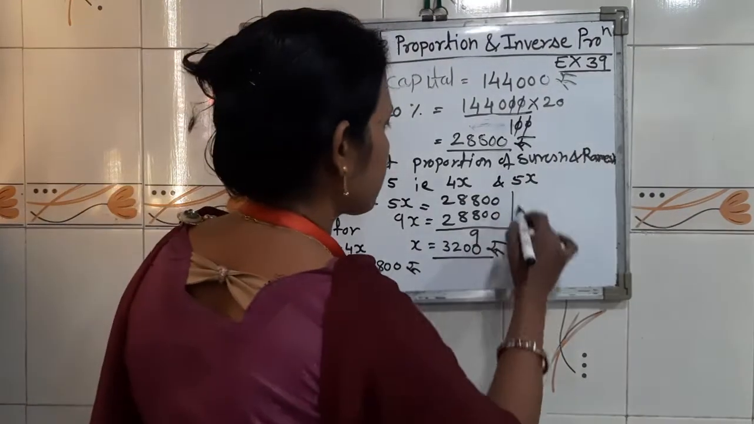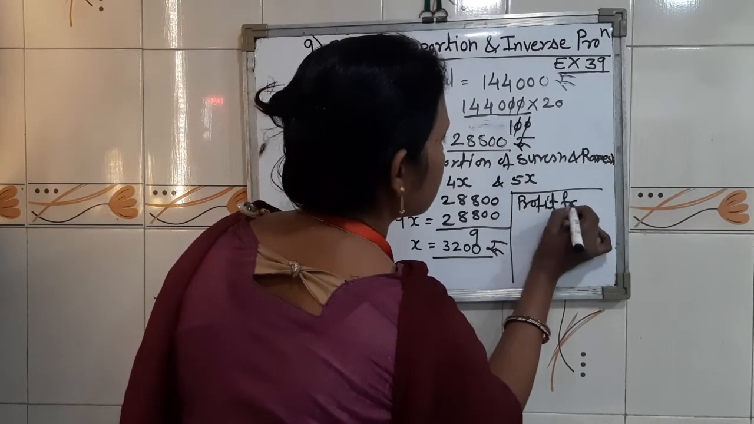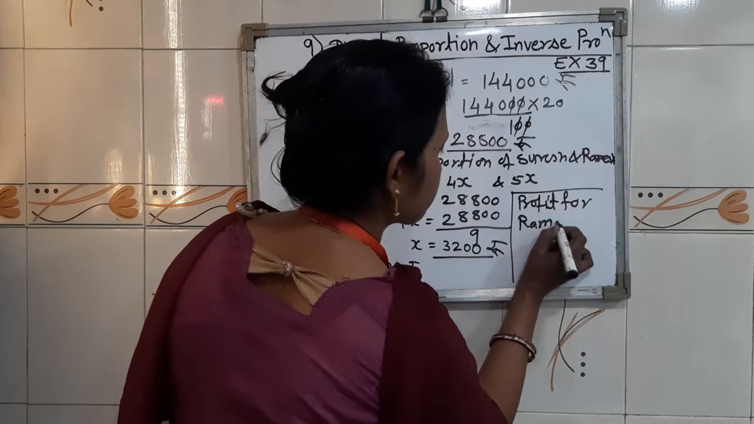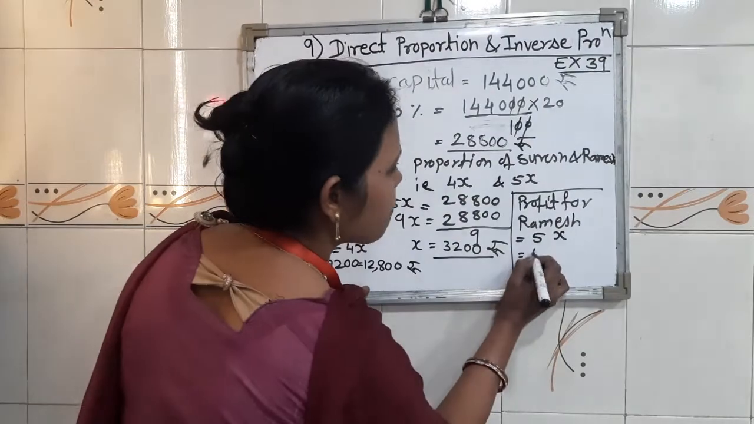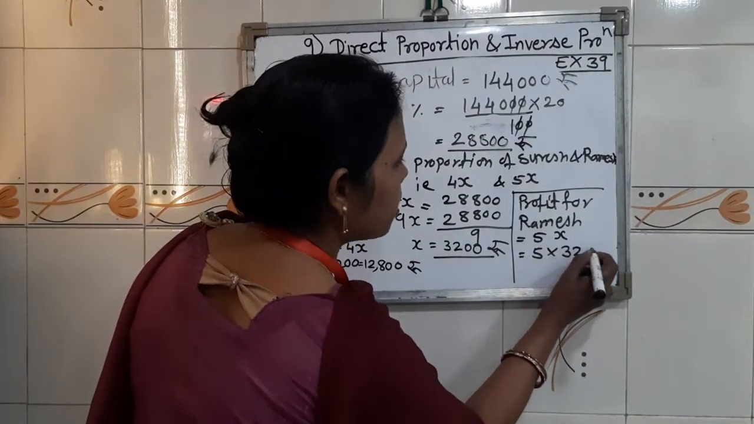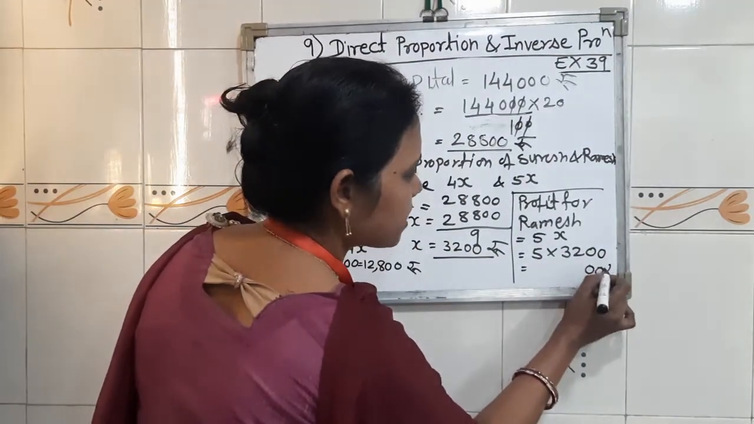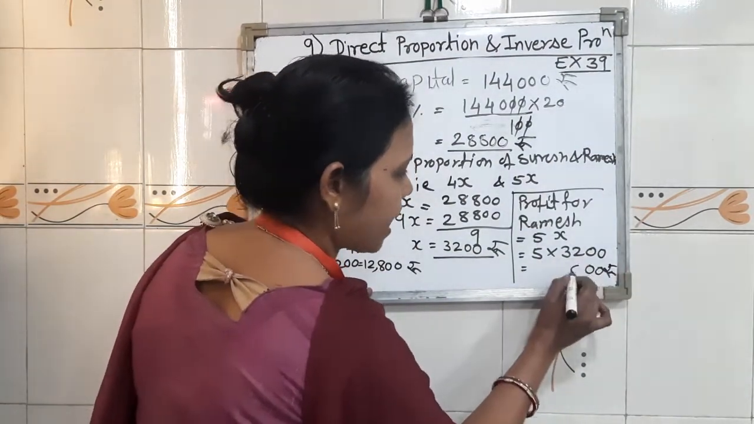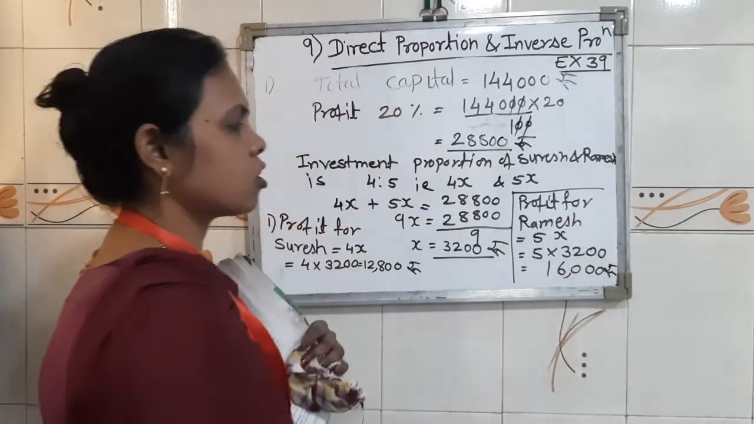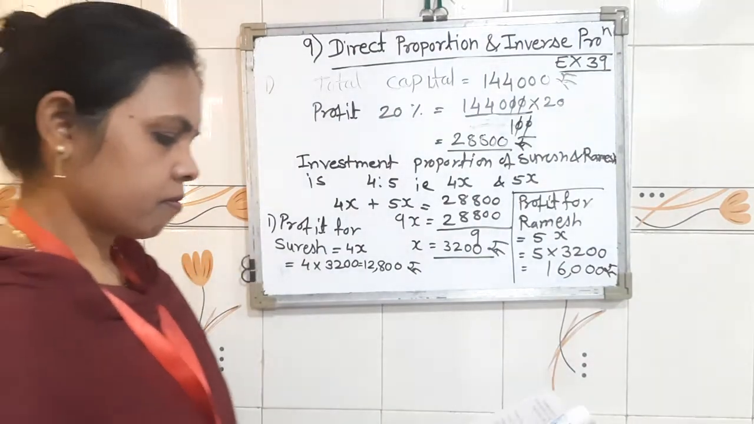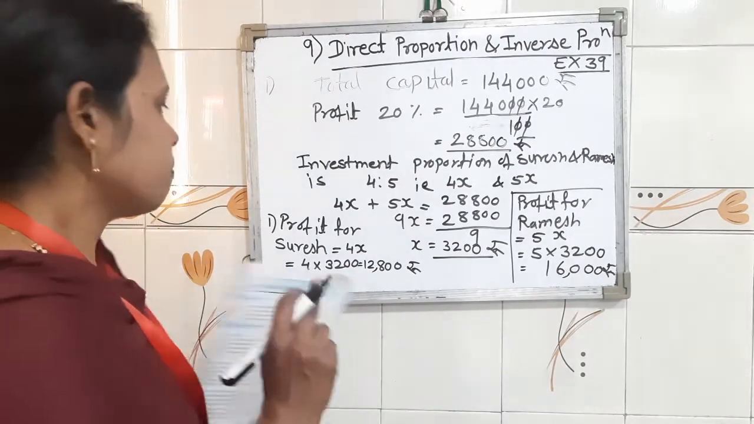After that, profit for Ramesh equal to 5x, that is 5 into 3200. Therefore 20 we will write as it is. After that 5 2s are 10, 1 carry, 5 3s are 15, 1 carried makes 16. 16,000 rupees. So children, here what is the question? What is the profit each of them got?